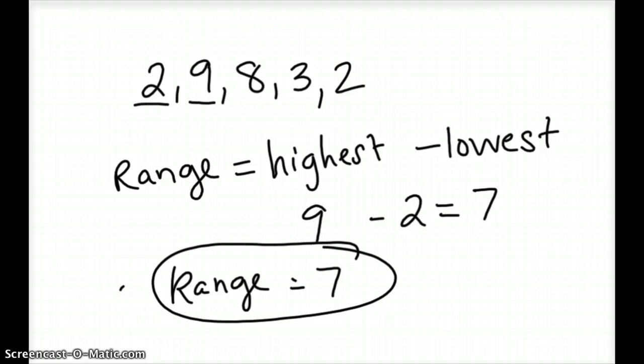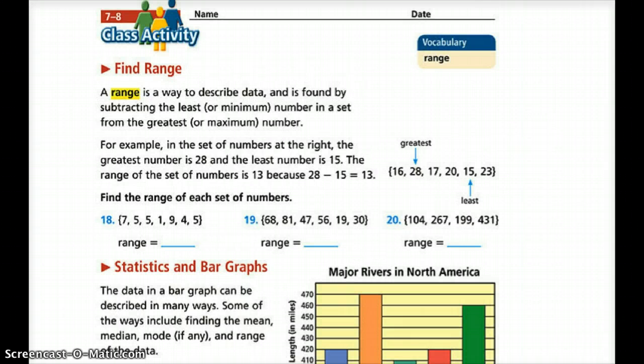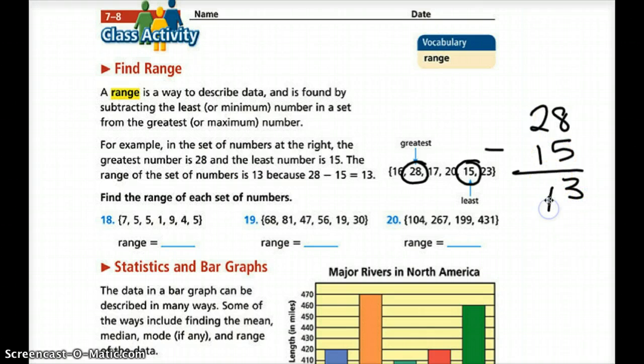All right, let's look at finding range. So a range is a way to describe data and is found by subtracting the least or minimum number in a set from the greatest or maximum number. For example, in the set of numbers at the right, the greatest number is 28 and the least number is 15. The range of this set of data is 13 because 28 minus 15 is 13.